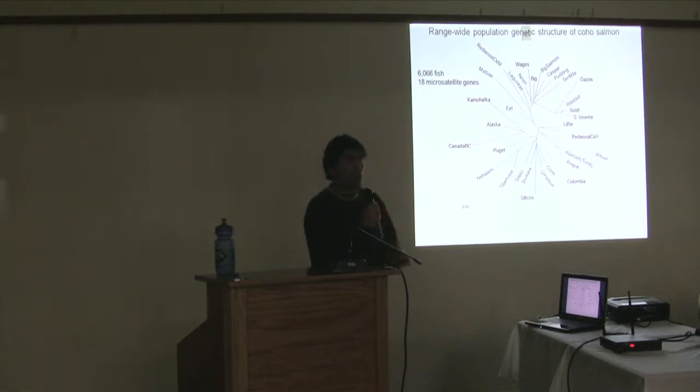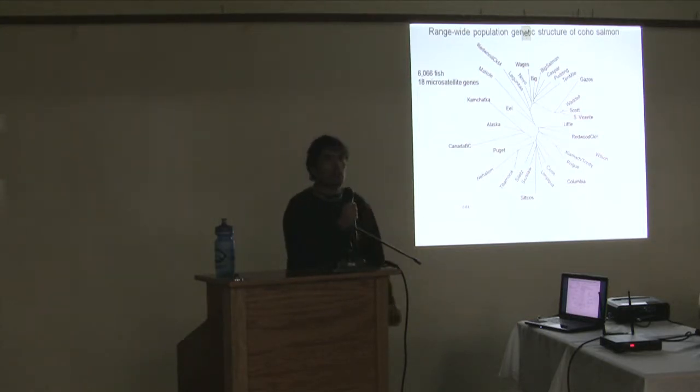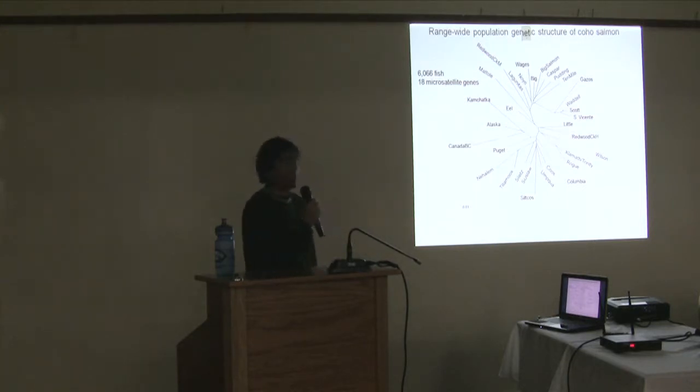So I'm going to start off telling you about the big picture. This is a diagram of population structure for the species as a whole, ranging from Russia all the way down to San Vicente Creek in Santa Cruz County, just right near our laboratory, which is the southernmost persistent population of coho salmon in the world. I should say in the native range. We've got them in Chile as well.